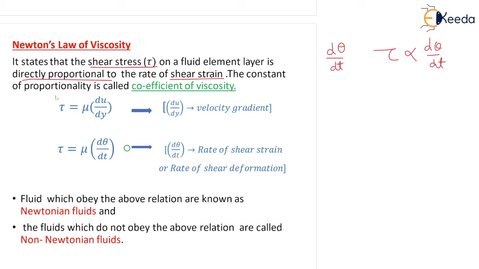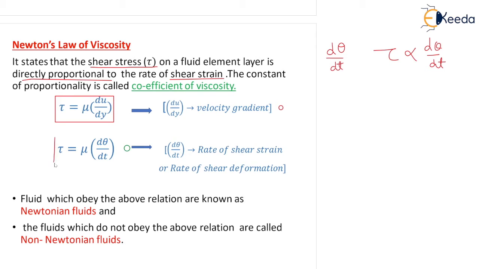So that is why we can write this equation: tau is equal to mu into du by dy. Tau is your shear stress and the unit is Pascal. Mu is your coefficient of dynamic viscosity and du by dy is your velocity gradient, as you can see here, velocity gradient du by dy. Then tau is equal to mu into d theta by dt.